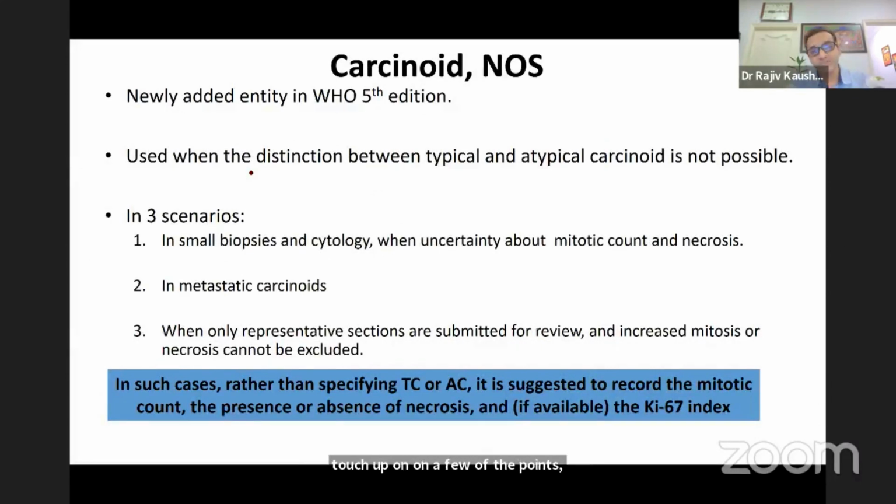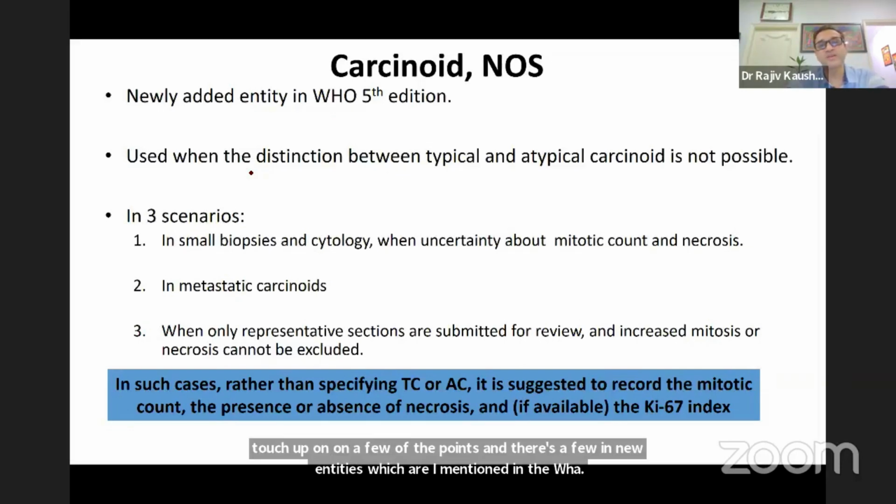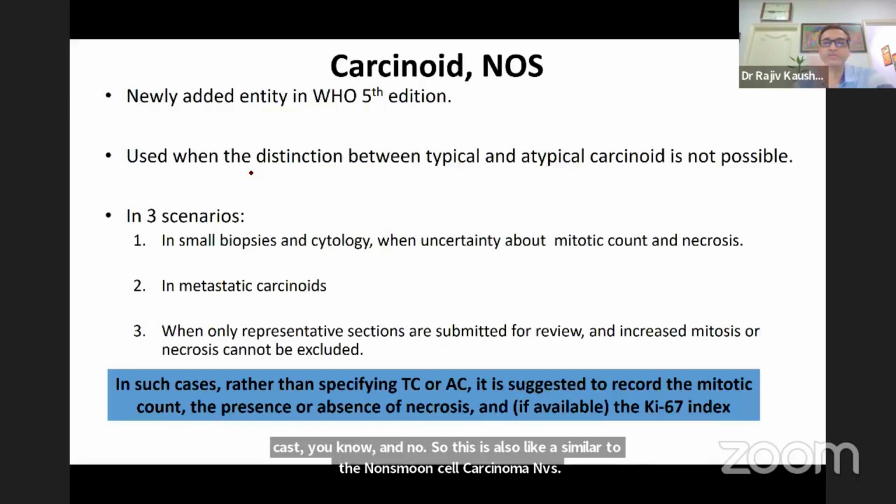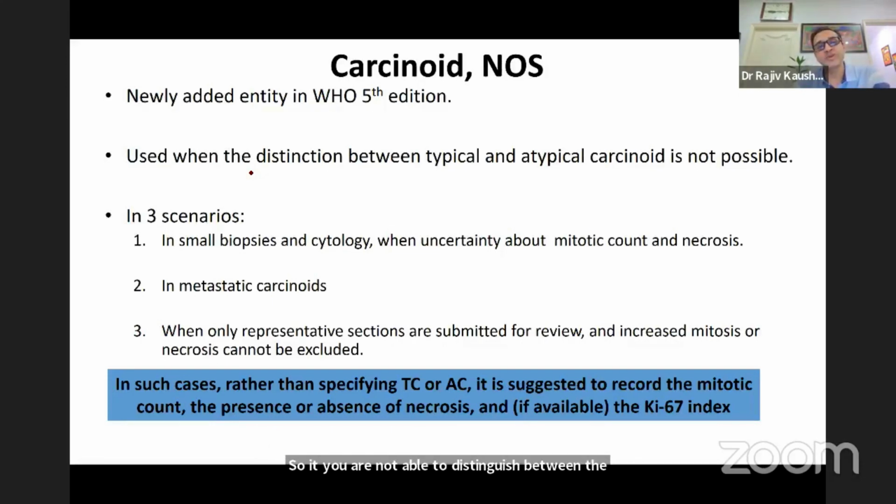There are a few new entities which are mentioned in the WHO. One diagnostic category is carcinoid NOS. This is similar to non-small cell carcinoma NOS. So if you are not able to distinguish between typical and atypical carcinoid, especially in these three situations, then we can use the diagnostic category of carcinoid NOS.